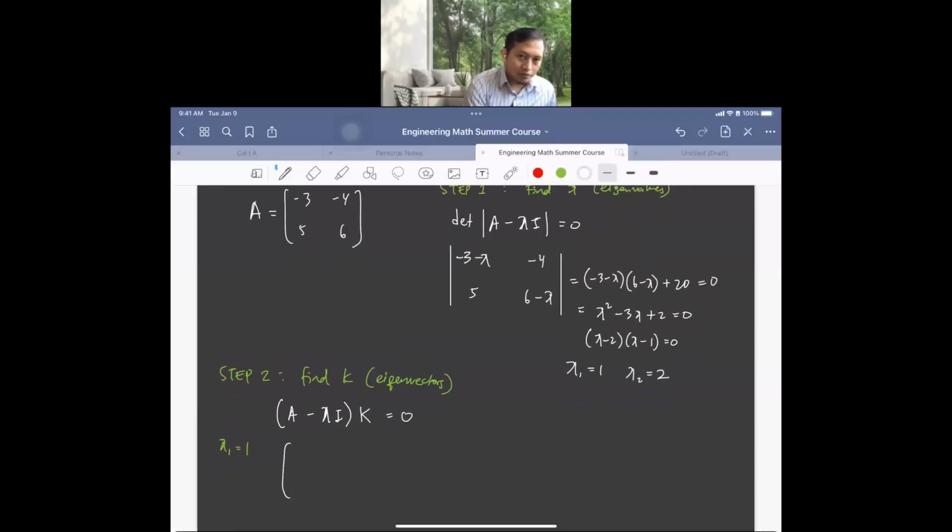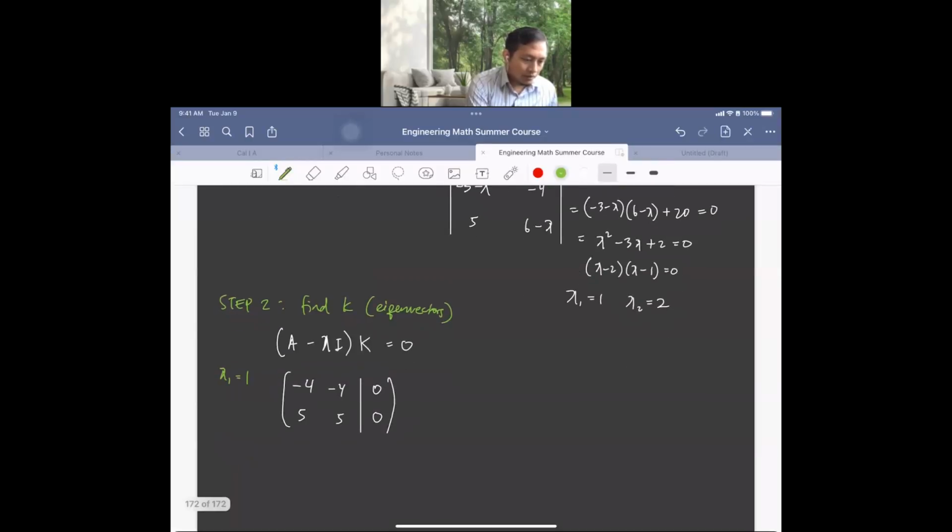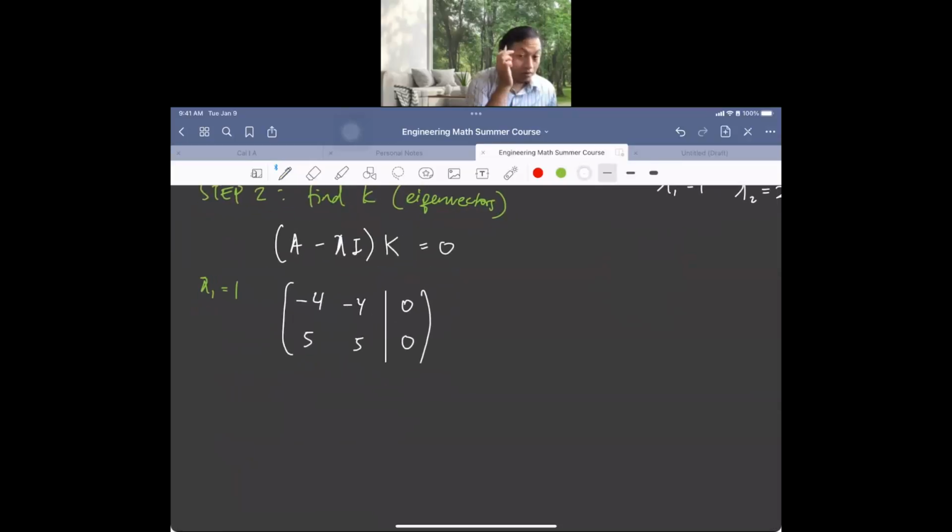So this will be negative 3 minus 1, so negative 4, negative 4, 5, and 6 minus 1 is 5. And then we are going to use row echelon form with the 0, 0 here. And then from here, it seems that we get this.